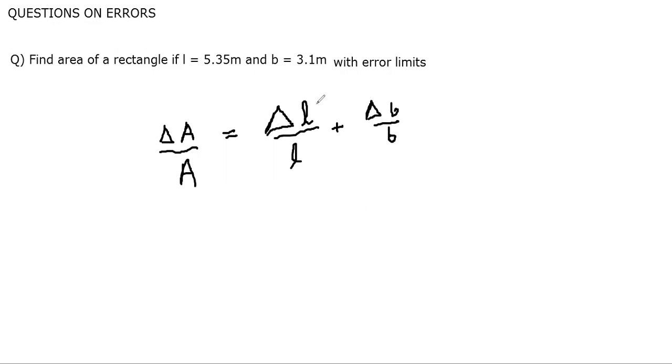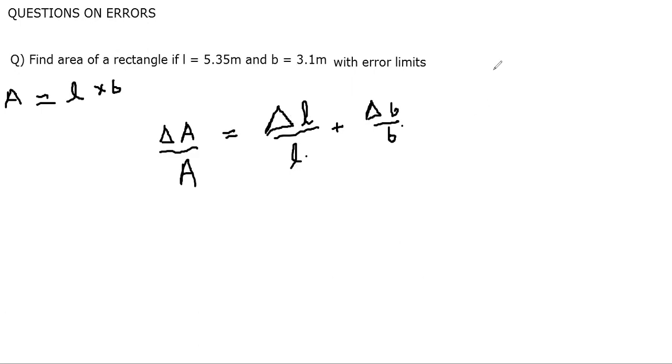Now, what is the value of delta L, delta B, L, B, and A? A is simple. What is the formula of A? L into B. So you can find A easily by multiplying 5.35 and 3.1. You have L, which is 5.35, and B, which is 3.1. But the question is, what is delta L and what is delta B? Because it is not similar to the questions you have done earlier.